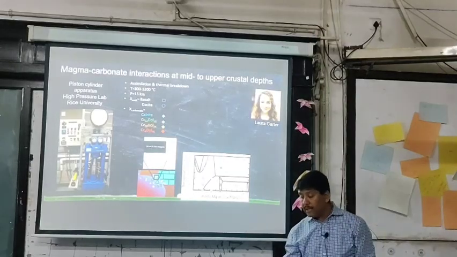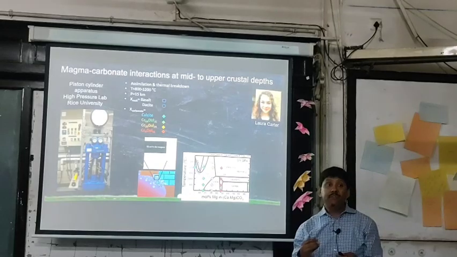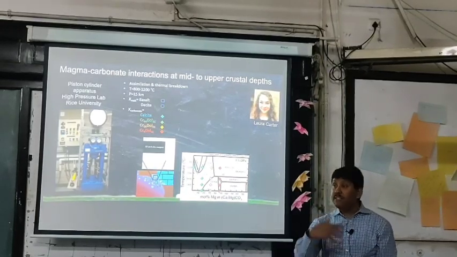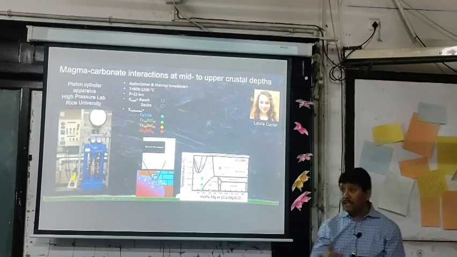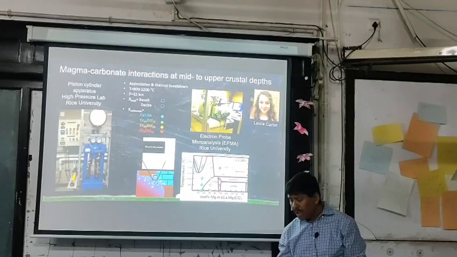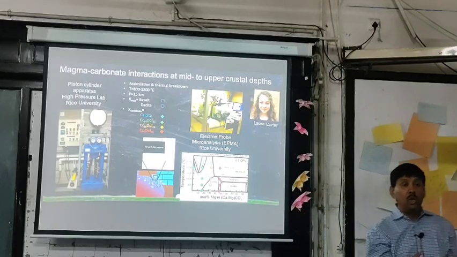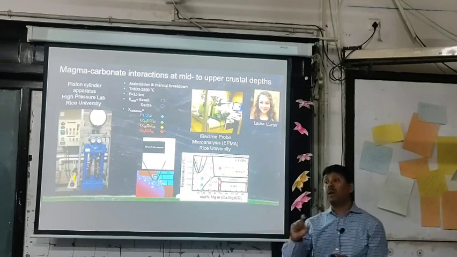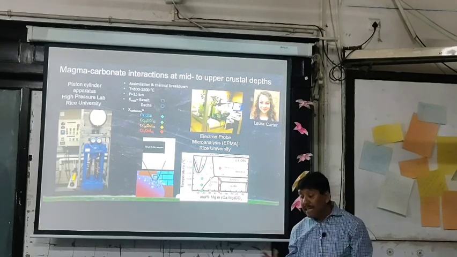She also looked at carbonate assimilation. So again, experimentally simulating interactions of basalts or andesites, hydrous basalts or hydrous andesites, interacting with carbonates and trying to quantify how much carbonate breakdown can take place. You have assimilations like that. And then by studying those experimentally synthesized samples, we could constrain the extent of assimilation, or the extent of carbonate breakdown by that type of magma-carbonate or fluid-carbonate interactions, measured at relatively low pressures.